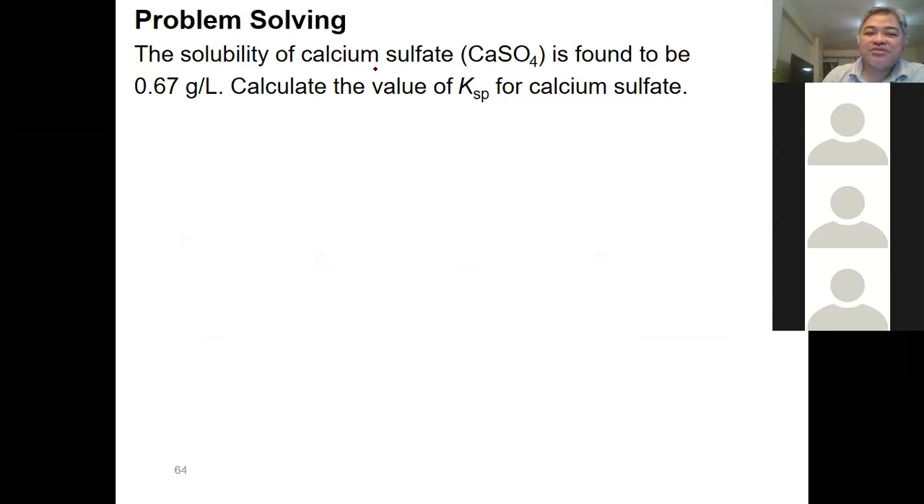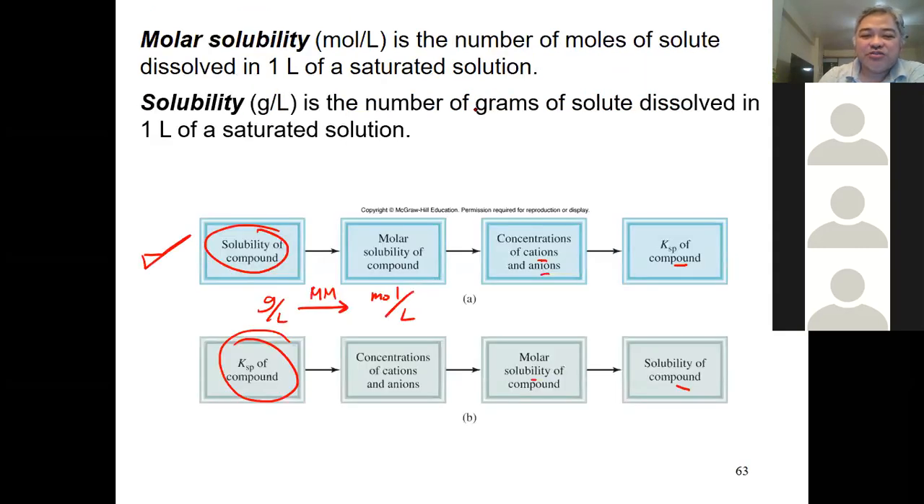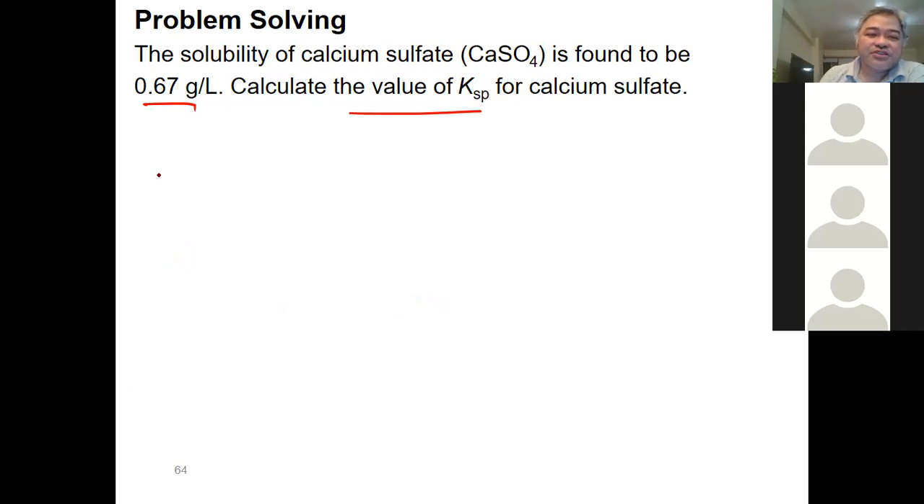So the solubility of calcium sulfate is found to be 0.67 grams per liter. Calculate the KSP. So which one are we going to do here? The first one or the second one? Anyone? Yung una po. Yung una. Okay? So you have what? 0.67 grams per liter. And what do we do? What do we need? Hanapin po yung molar mass ng calcium sulfate.